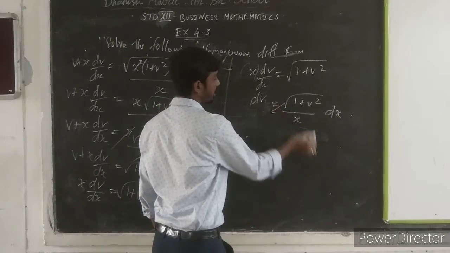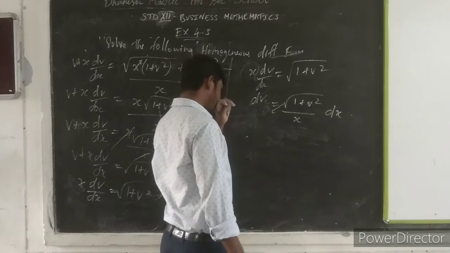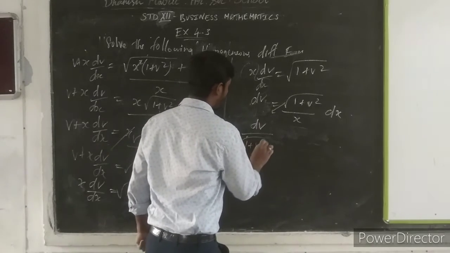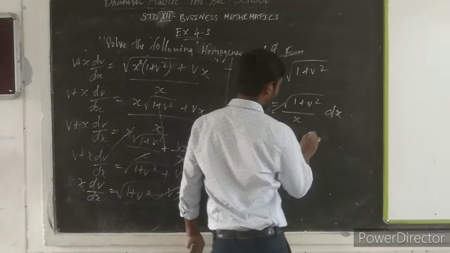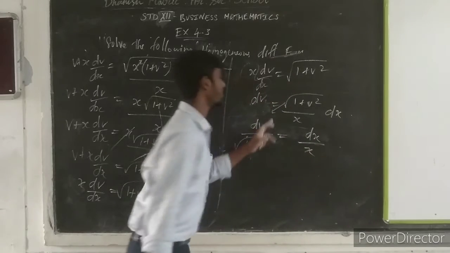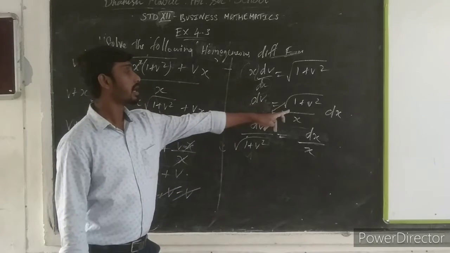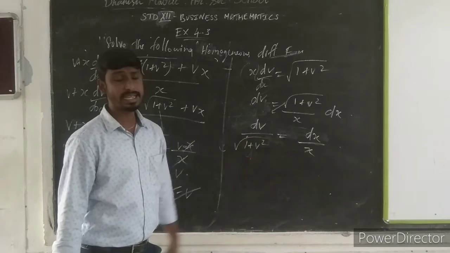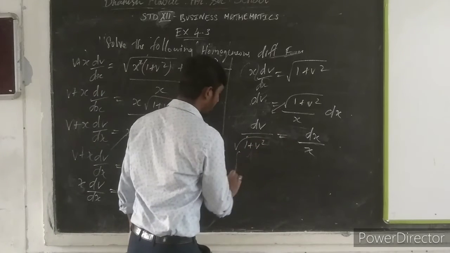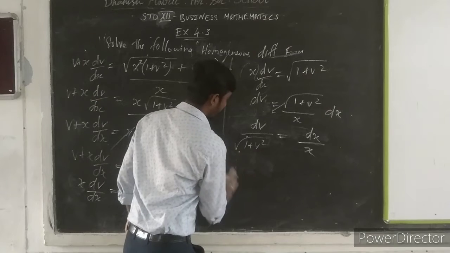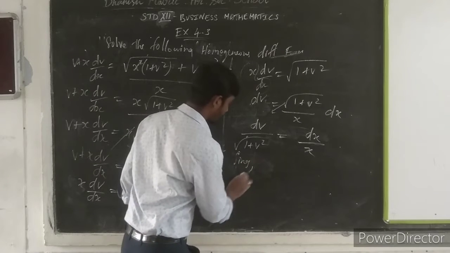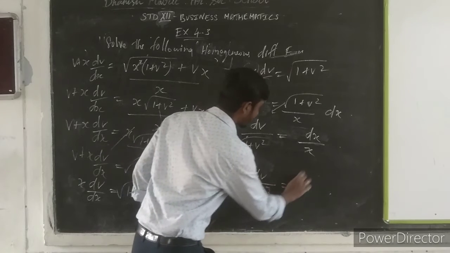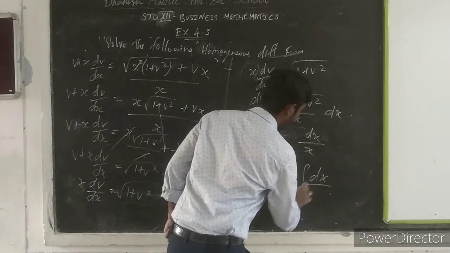Now separate this one. This value comes to this side and changes into divide. That is dv divided by root of 1 plus v square equal to dx divided by x. Separation of the equation: dv divided by root of 1 plus v square equal to dx divided by x. Now integrating on both sides: integral of dv divided by root of 1 plus v square, and integral of dx divided by x.